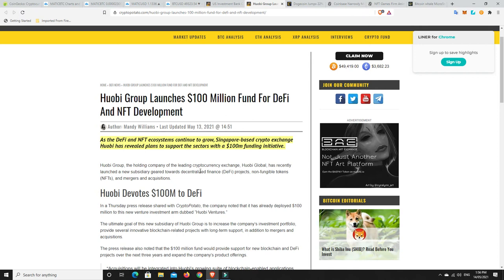All right, Huobi Group. As the DeFi and NFT ecosystems continue to grow, and we've got more DeFi news, more NFT news, Singapore-based crypto exchange Huobi has revealed plans to support the sectors with a $100 million funding initiative. So again, DeFi is kind of quiet at the moment. We haven't heard too much from the DeFi platforms. I think that DeFi summer is coming. Could we see some more market volatility to the downside before we get that summer? Absolutely. Like I said, maybe we see another month or two of sideways action and even slightly pushing down. But I think once Bitcoin starts to wake up, it's going to drag everything up with it. Bitcoin will likely go on a run first, suck the air out of some of the altcoins, and then when it gets to whatever point it does, I think we're going to see a really big push to the upside with things like DeFi. I think DeFi Summer 2021 is coming.